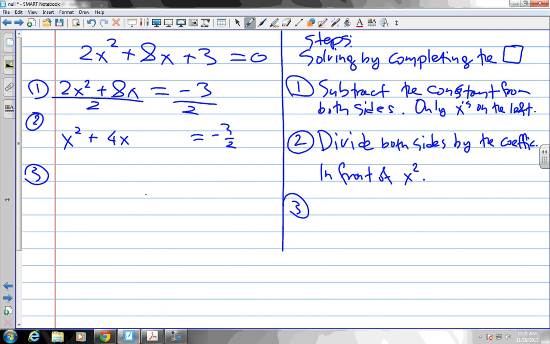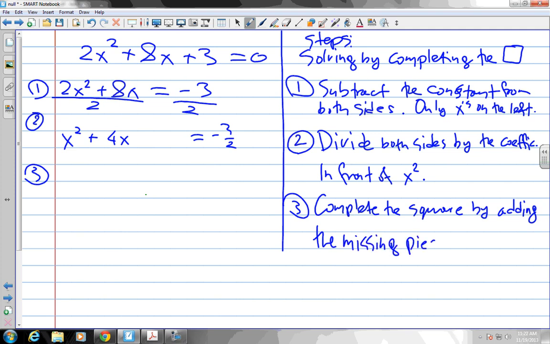So complete the square, right? Add the missing piece. All right, so the third step is to complete the square by adding the missing piece to both sides.